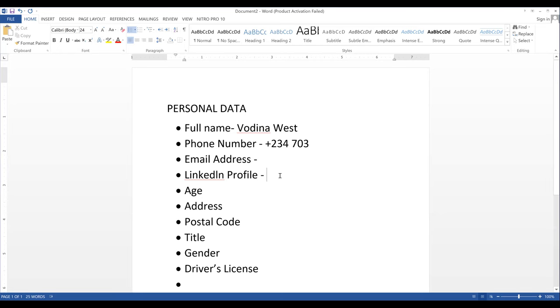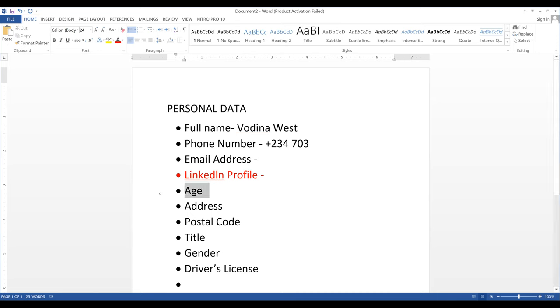LinkedIn profile. Please do not put your LinkedIn profile if it is not yet optimized. If there is nothing on your LinkedIn profile, please do not add it. Because some of us, we don't know what we are doing on LinkedIn. We are posting pictures when we are eating in our house and doing vlogs. LinkedIn is a professional platform. Somewhere along this bootcamp, we will cover LinkedIn optimization. But if it's not optimized, do not add it.